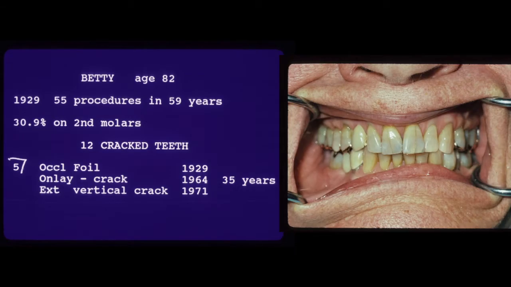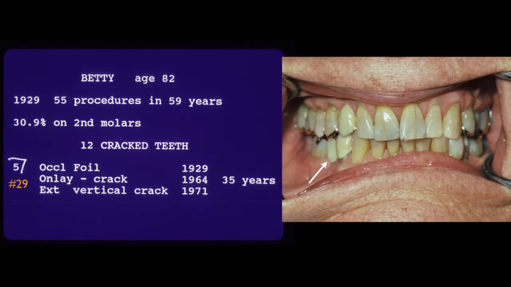Now let's meet Betty. She was age 82 in 1988. Started with my dad in 1929 and had 55 procedures in 59 years, 31% on second molars. Betty cracked 12 teeth. Number 29 had an occlusal gold foil in 1929. It cracked in 1964 after 35 years, and then we lost that tooth to a vertical crack in 1971. So you are seeing the pontic of the fixed bridge in that photograph.